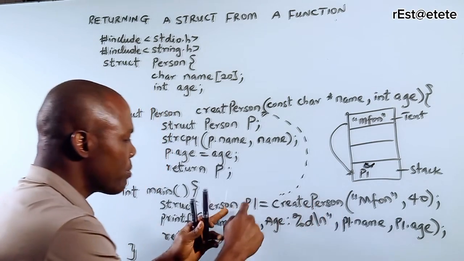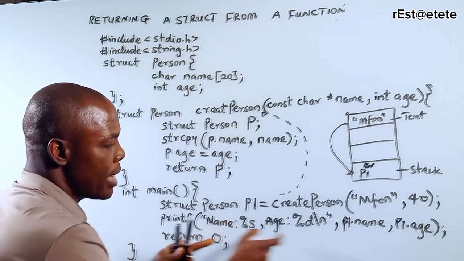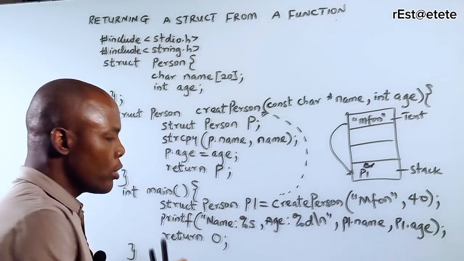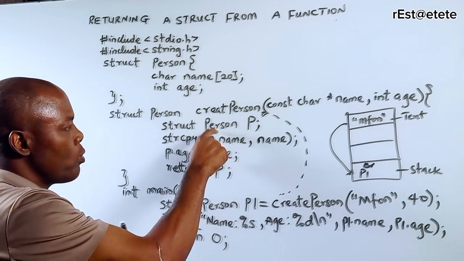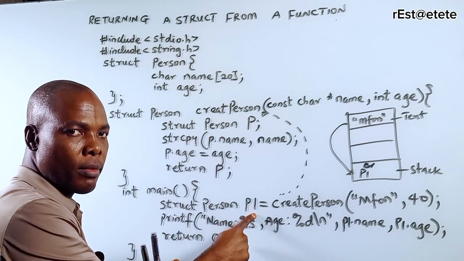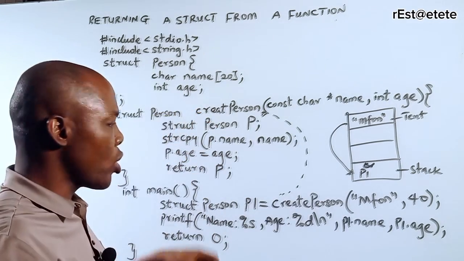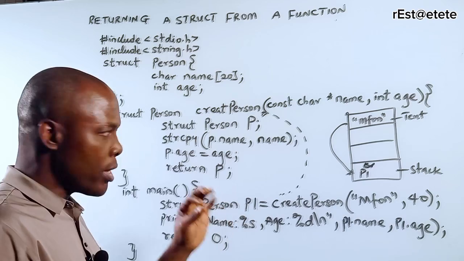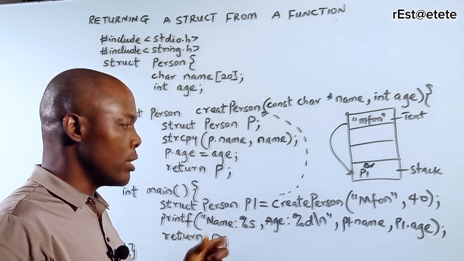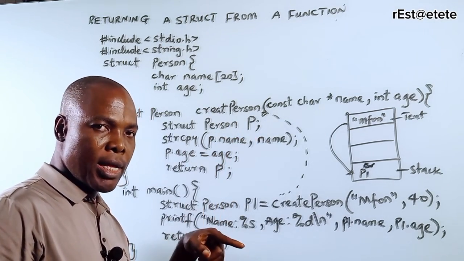But because a copy has been given to P1 that is also in the stack, you can now access name and age, that is name and age, to be printed out on the screen. So what you are accessing is not what was inside this function. A copy of it has been given to P1. So that is how a function can return a complete struct. So that's what I want to show you in this class. So let's go to Code::Blocks. Let me demonstrate this for you to see. Then in the next class, I will show you how to also return a pointer, right?